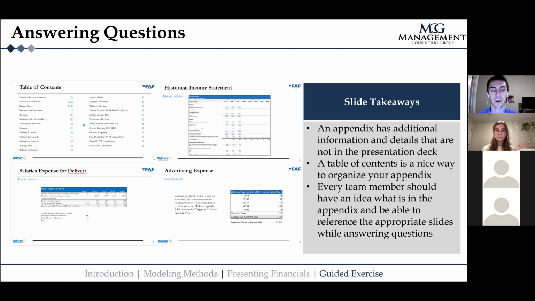You don't want to be reading from one of these charts the whole time. You want to be able to show the graph, something that's easy for the judges to look at real quick and then listen to you. A table of contents is a nice way to organize the appendix. Like I said, it could lead to the judges asking a question. It would make it a lot easier for you because if we ask a question about something you already have prepared, it's pretty easy to just say, okay, this is what we did.